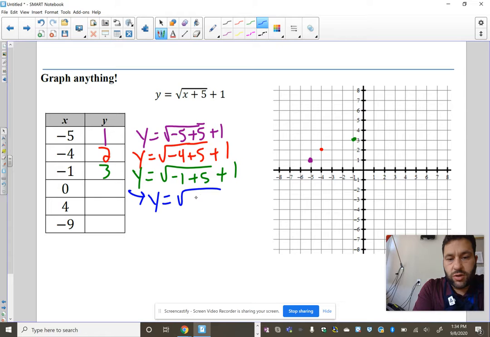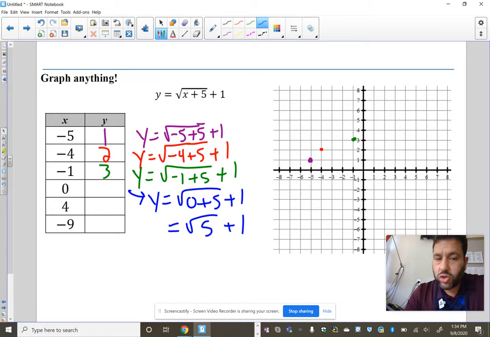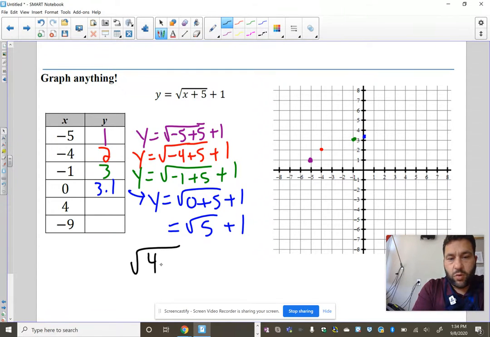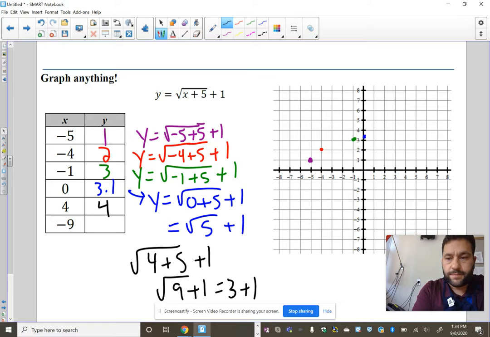Y is equal to the square root of 0 plus 5, plus 1, which equals the square root of 5 plus 1. Let's see, the square root of 5 is about 2.1-ish. So we'll say it's about 3.1, I'm guessing here. Someone check with their calculator, please. Let's take a look at the last two. The square root of 4 plus 5, plus 1, which will equal the square root of 9 plus 1, which is 3 plus 1, so 4.